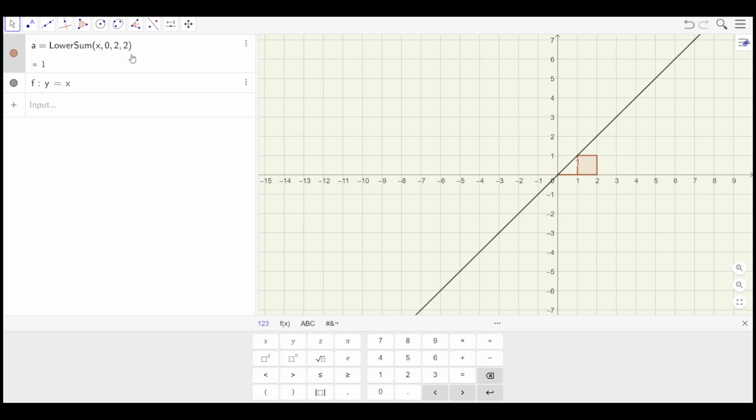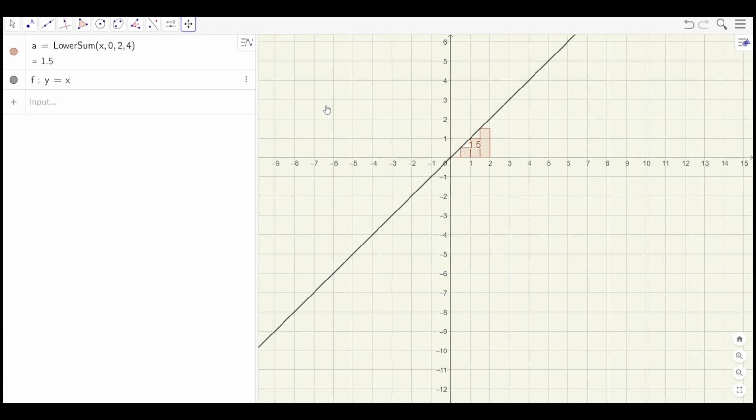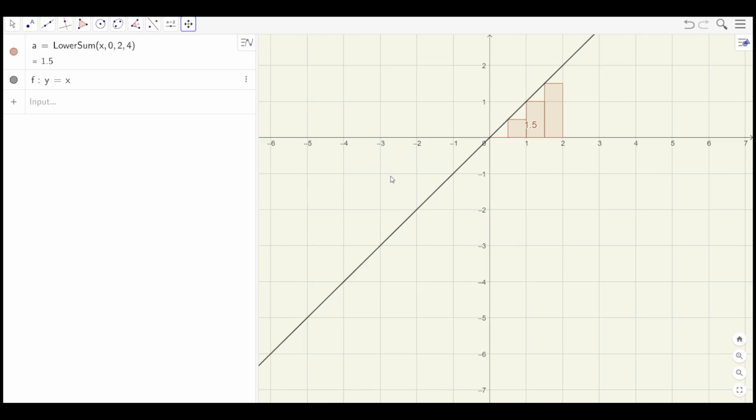So the number of rectangles, let me make it 4. And then let us see what happens, yes? And this 1.1 is, by the way, the sum of the areas of the rectangles. Do you know what was the correct answer for this area? It was 2. So it shows that if you choose only 4 rectangles, one rectangle is here, you cannot see because it is degenerate. And the sum of the areas of these 3 rectangles is 1.5. But the value of the area is 2. So we are 0.5 away off.